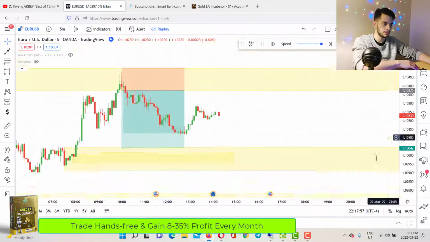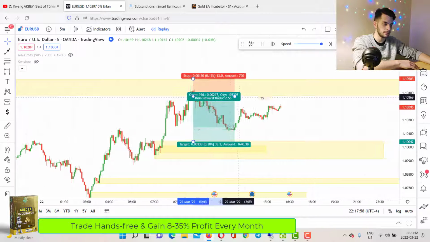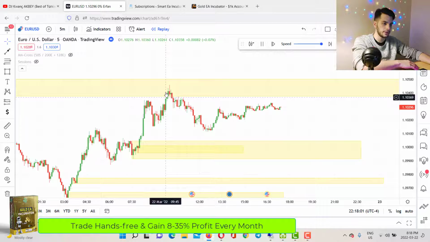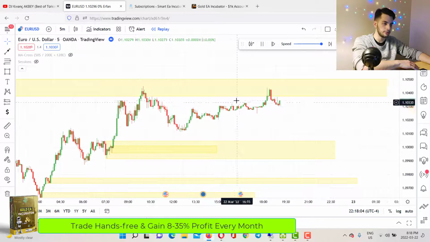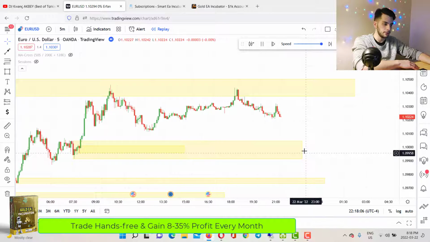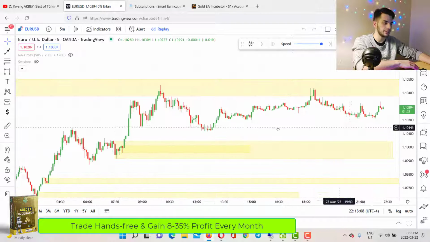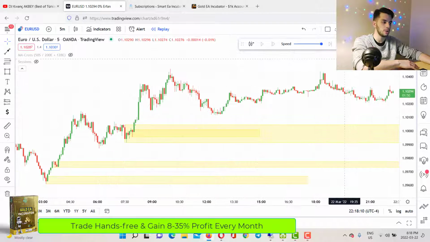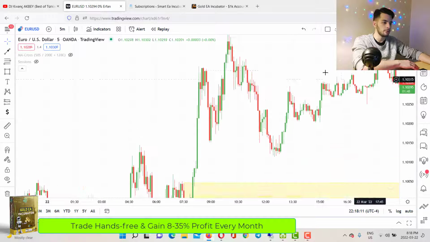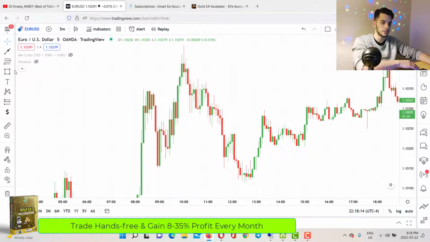Let me just play it to see what happened. Yeah, it was a good trade. If you take it from here even to here, that would be amazing. So I think it didn't actually tap into it. It tapped into this level twice, which is not working anymore. But this zone was a really good one.